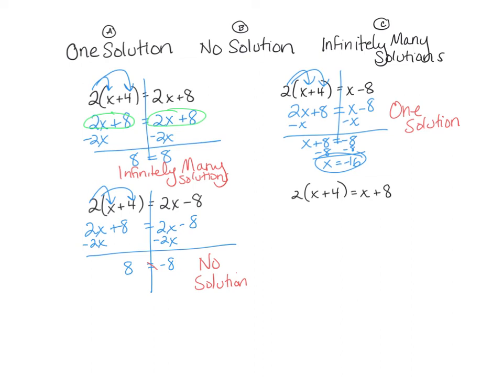I'm going to go through that last example that I have here. I'm going to draw my wall, distribute 2 times x is 2x, 2 times 4 is 8, equals x plus 8 on the other side. I'm going to gather my x's together on one side by getting rid of this guy. So subtract 1x here, subtract 1x on the other side. That leaves me with x plus 8 equals 8. I'm going to isolate my x by subtracting 8, and I have to do the same over here. So I end up with x equals 0.